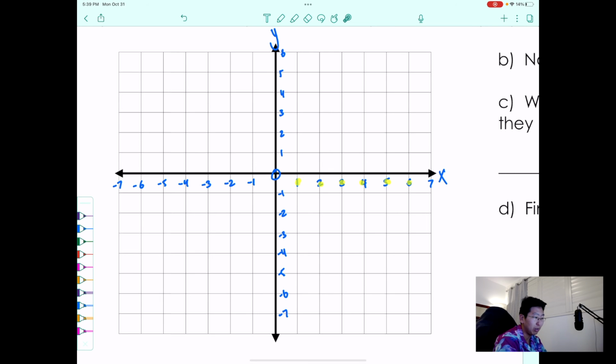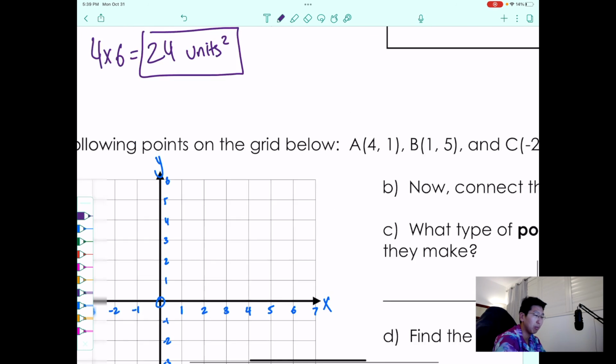1, 2, 3, 4, 5, 6, 7. Negative 1, negative 2, negative 3, negative 4, negative 5, negative 6, negative 7. This is on the x-axis. And then 1, 2, 3, 4, 5, 6. Negative 1, negative 2, negative 3, negative 4, negative 5, negative 6, negative 7. This is on the y-axis. All right? Easy peasy lemon squeezy. Let's go ahead and move on.